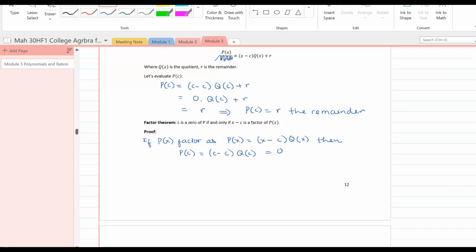Now in the other way, if p of c is equal to 0, then by the remainder theorem, we have p of x equal to x minus c times q of x plus 0. Okay, and this is equal to x minus c times q of x. This means x minus c is a factor of p of x.